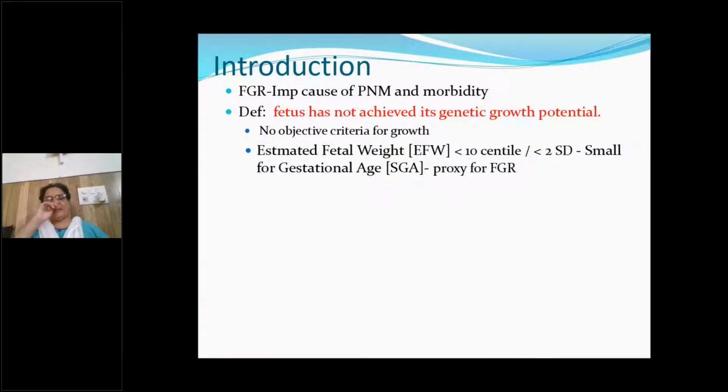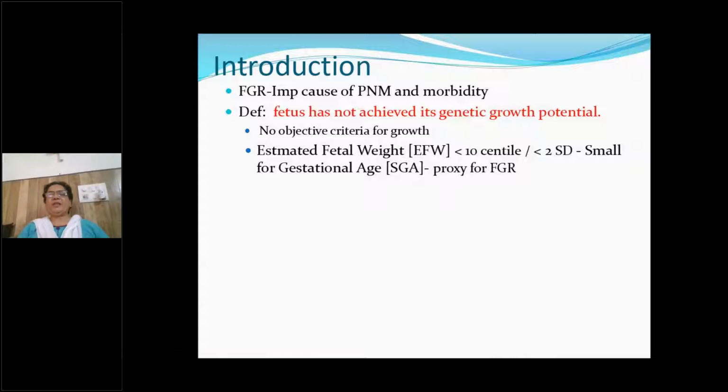So fetal growth restriction is an important topic because it's an important cause of perinatal morbidity and mortality, and it's also important from the perspective of your examination. The definition of fetal growth restriction is that the fetus has not achieved its genetic growth potential. So how do we know genetic growth potential? We have no objective criteria to know the growth potential of any fetus.